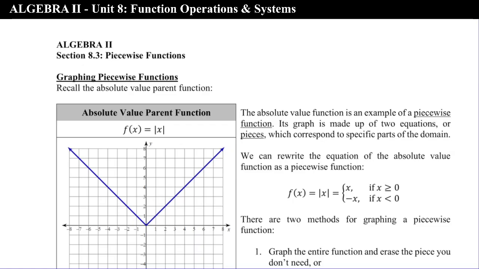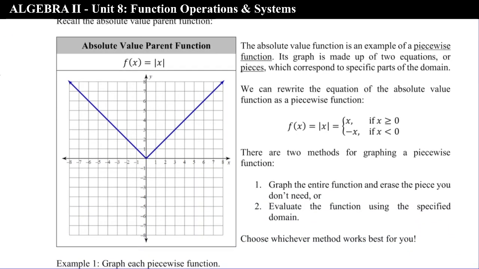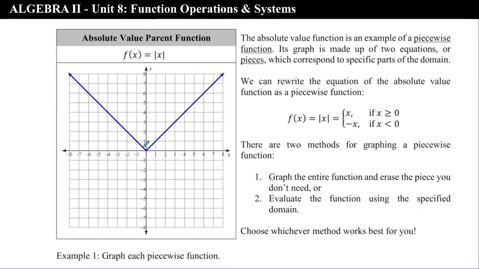So let's start with a simple example. Recall the absolute value parent function. This parent function is an example of a piecewise function. Its graph is made up of two equations or pieces which correspond to different parts of the domain. As we talked about when we first did absolute value parent functions, it's actually two different lines, so we can write this as two pieces. If x is greater than or equal to 0, we can write it as y equals x. If x is less than 0, we can write it as y equals negative x.